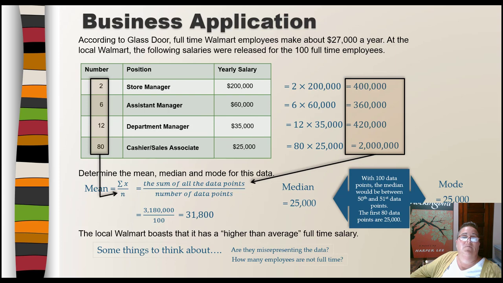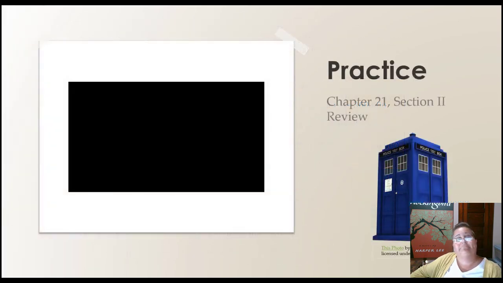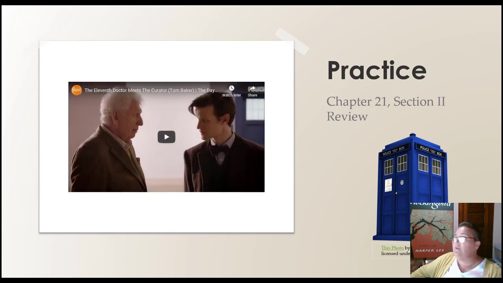Do we even know how many employees are not full-time? Because if we had that information, that might say something about getting hired. If we're only counting 100 people here and they've got 800 employees, because they have 2 full-time store managers, maybe 700 of those employees are part-time. If you get hired on, there's not even a guarantee you're going to get a full-time salary. These are all just things to think about. When we give data, we're really only giving a small piece of it.